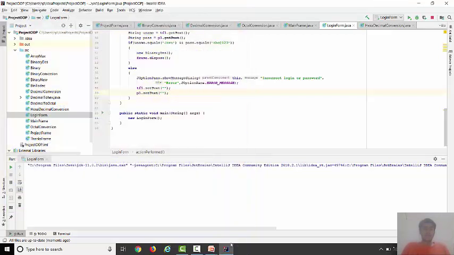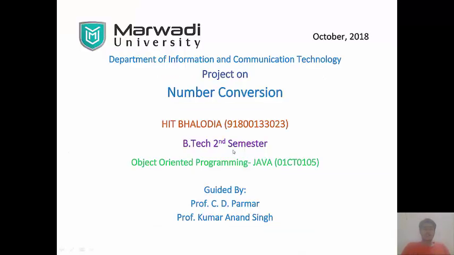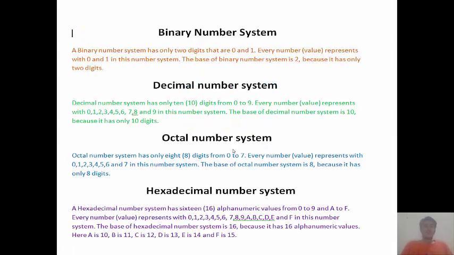Now first we will see how this project works. So what is the detailed description of this project? Number systems include the binary number system, decimal number system, octal number system, and hexadecimal number system. Now let us go through all of them. The binary number system has only two digits, 0 and 1. Any number system which has either 0 or 1 is known as the binary number system.